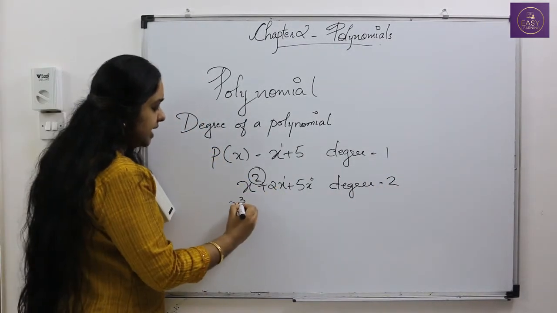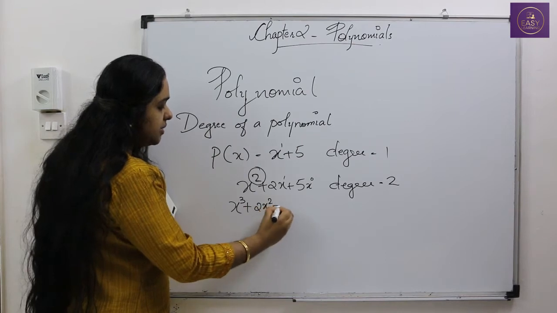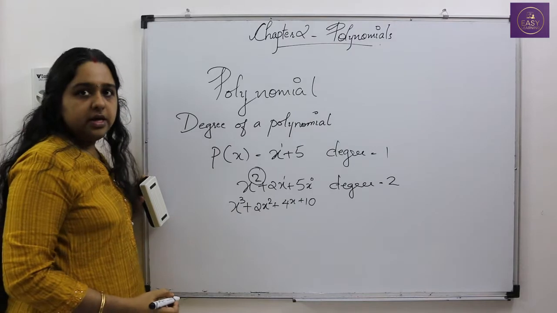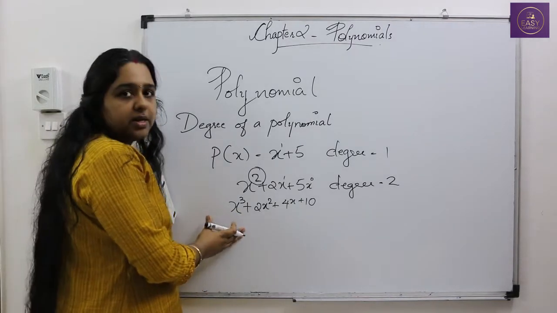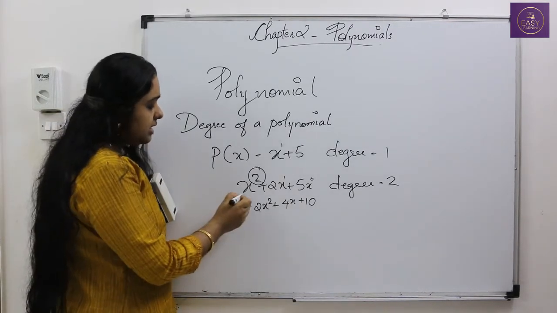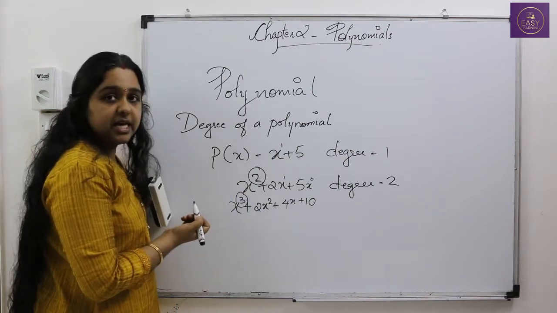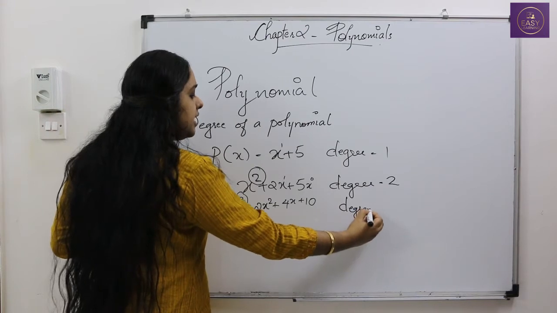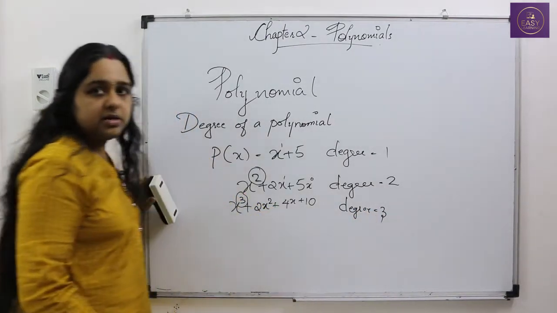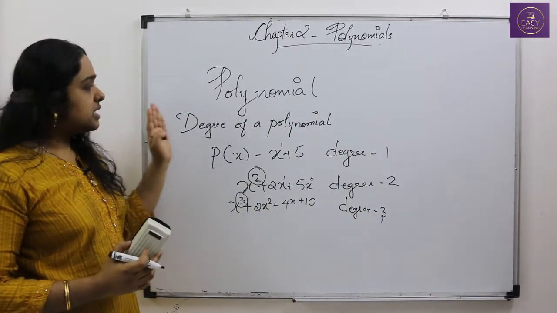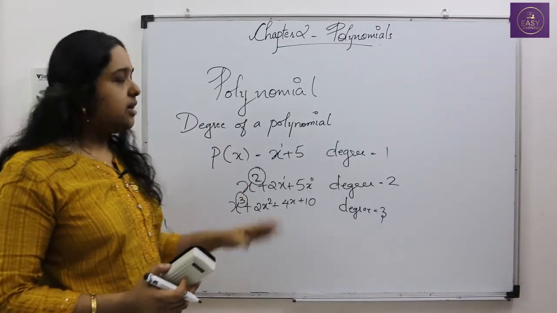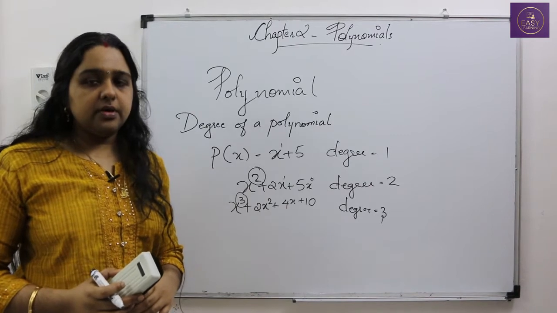Another example is x cube plus 2x square plus 4x plus 10. What will be the degree of this polynomial? We can say that the highest exponent is 3. So the degree is 3. This is the way we have to understand the degree of polynomials. Now you can easily write the degrees of polynomials. Is it clear?